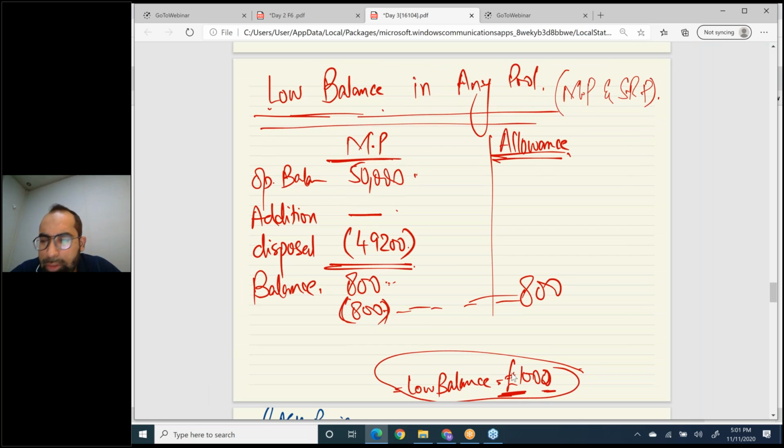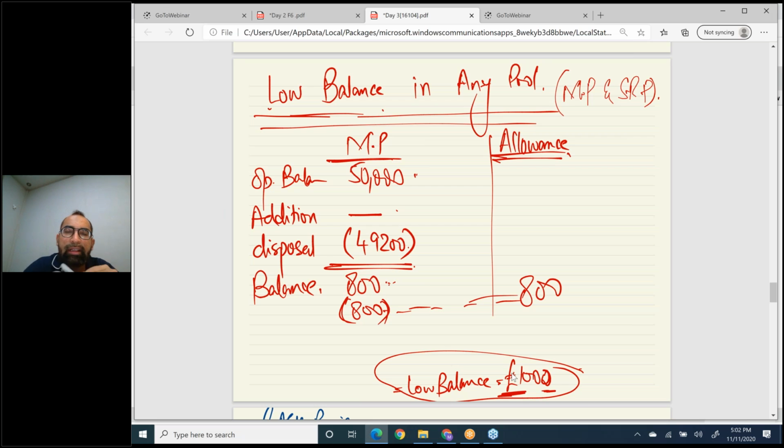Now, this is also a very short topic, and sometime it comes. You never know. It may take your 1 mark. Low balance in any pool. This topic applies on main pool separately and SRP separately. This may be applied on both pools.